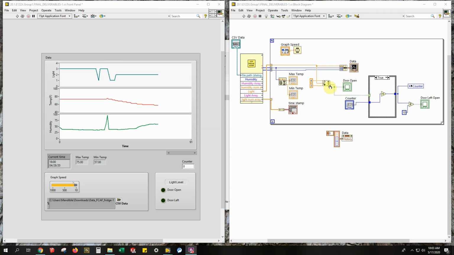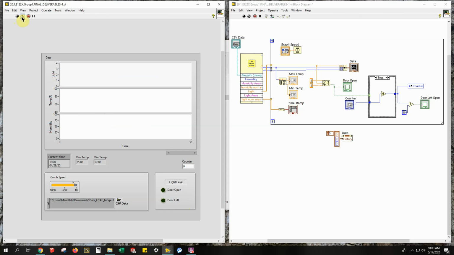The door open indicator is defined by a light range. The counter period is just defined by the distance or the delay between measurements, because this is coming from a CSV in this case. And then once you get above a certain number of measurements, a warning light turns on. So running some sample data through it, we see the door is open, the counter's counting. Once we get above 10, the door is then left open. So this was a simple proof of concept.